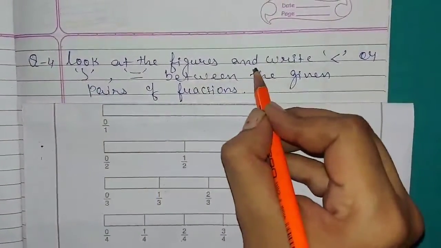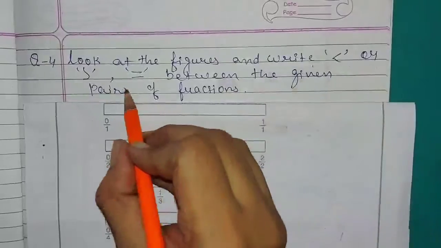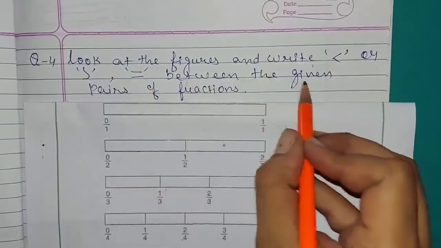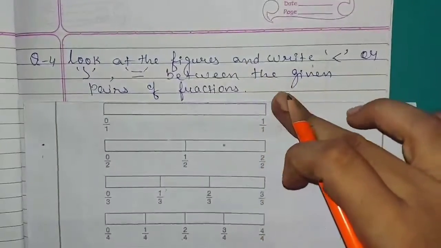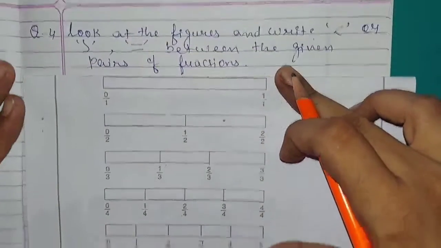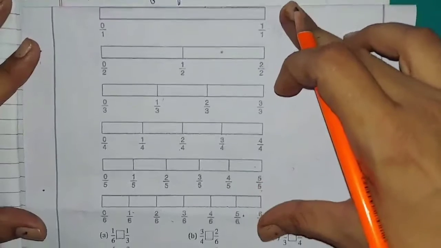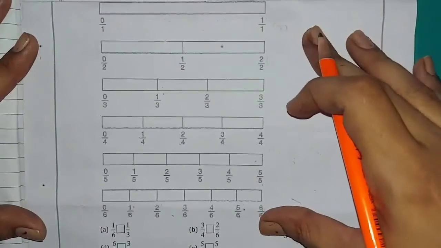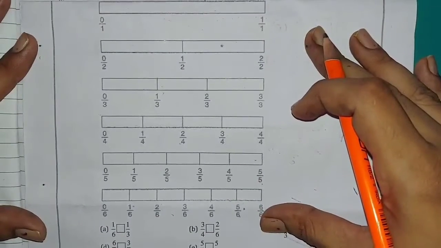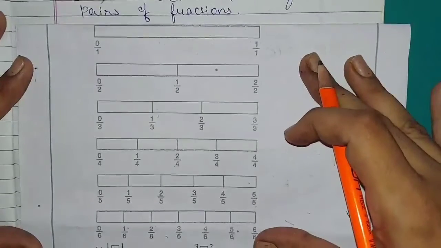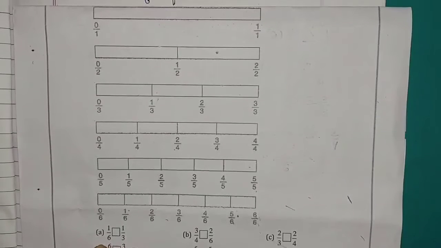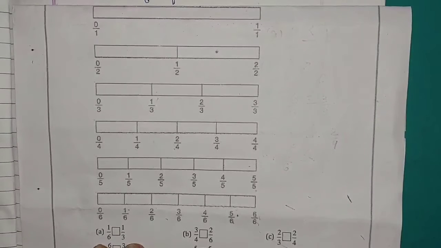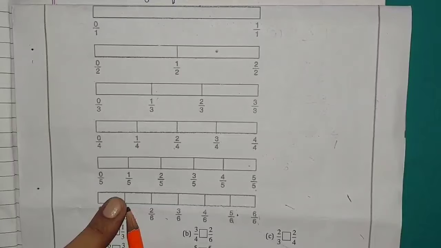Question number 4. Look at the figures and write less than or greater than equals to between the given pairs of fractions. So here this is the fraction strips given, and in these fraction strips we have to write less than or greater than. So first one, question given is 1 upon 6 and 1 upon 3. So from the figure you can observe, where is 1 upon 6? This is 1 upon 6.